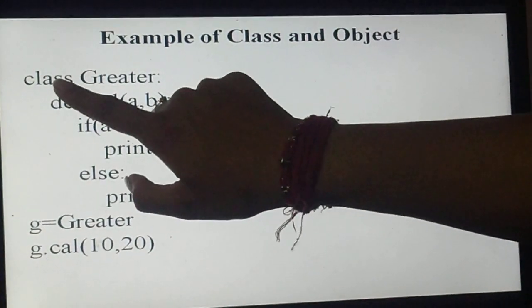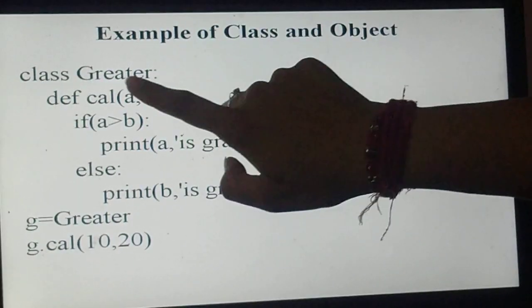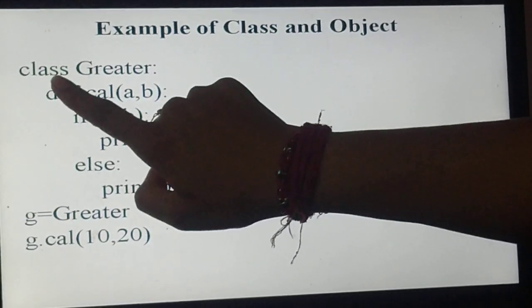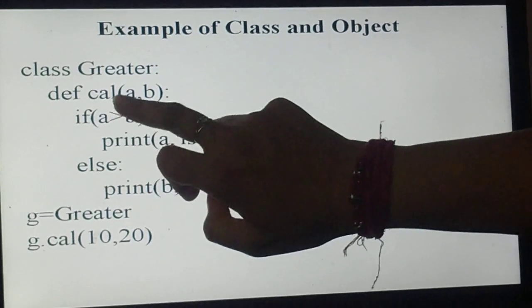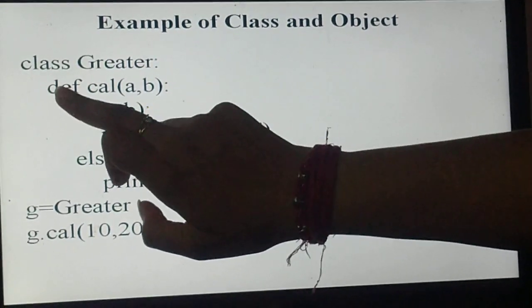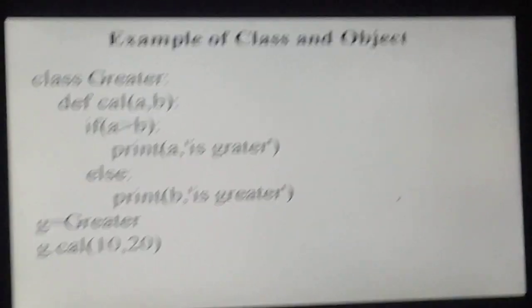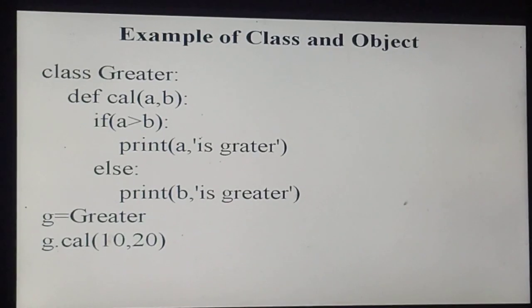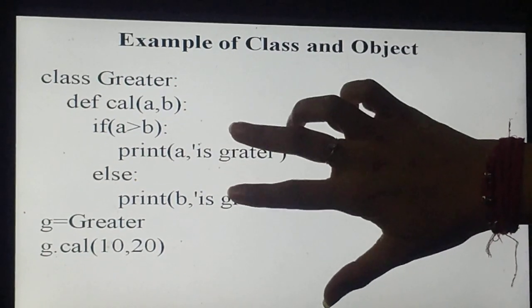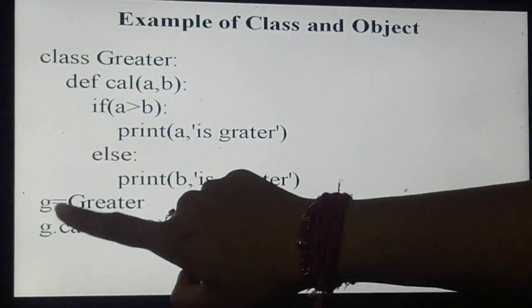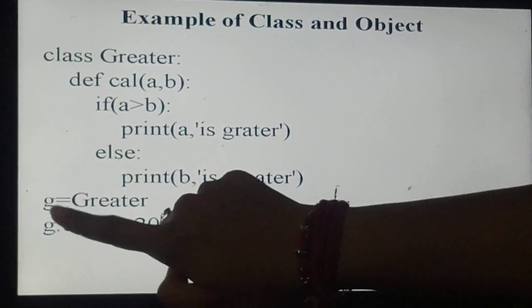I have defined a class named Greater, using the class keyword. Then I have created a cal function, defined as def cal a comma b. This is a very basic example to find the greater number among two input values. So I have applied the logic here. After applying all the logic inside the class, outside the class I have defined an object. So how to create an object?